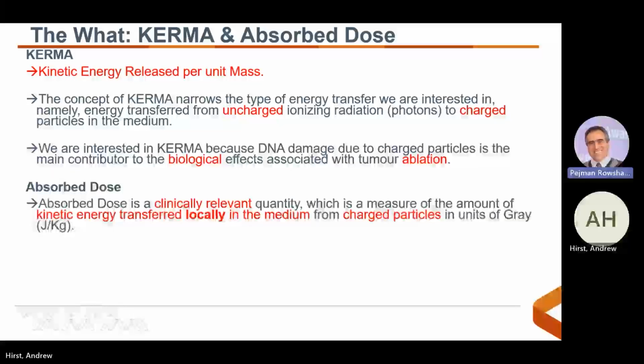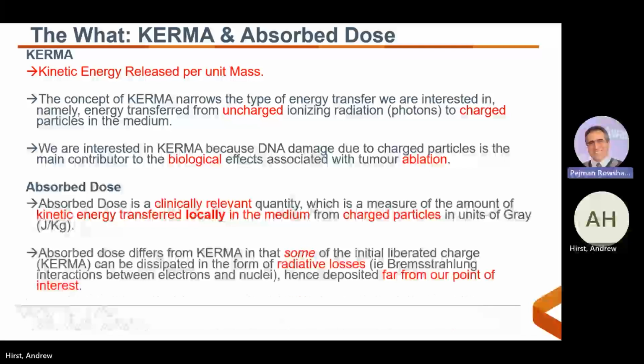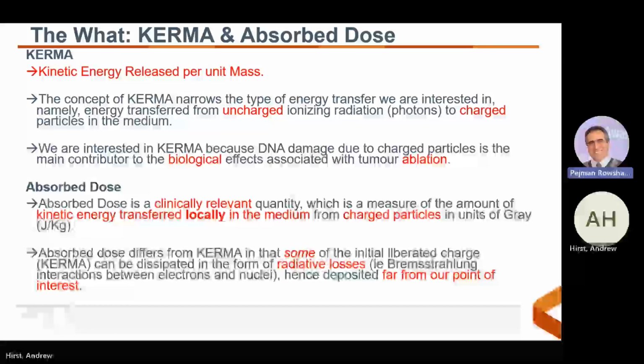So this is a clinically relevant quantity, which is a measure of the kinetic energy transferred locally in a medium of interest. Again, from charged particles, and is measured in units of Gray, which is joules per kilogram. So there can be many positive, negative ions created from these interactions, but just to simplify our discussion, electrons are our particle of interest.